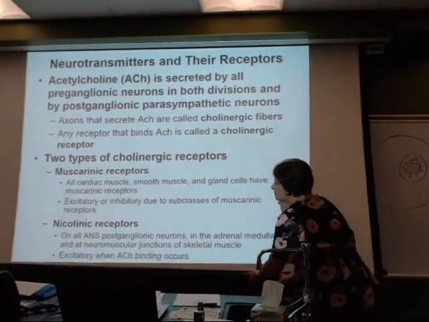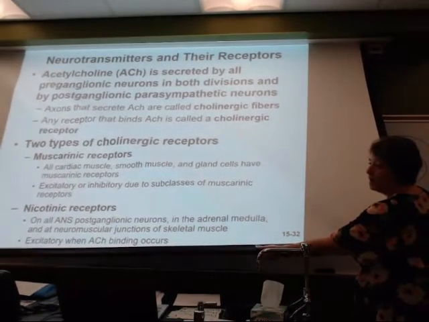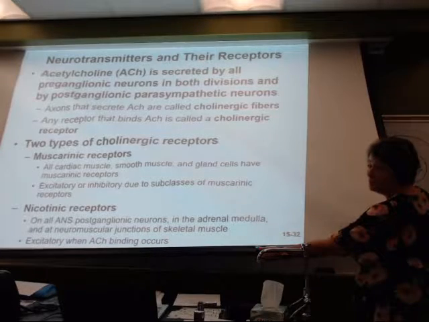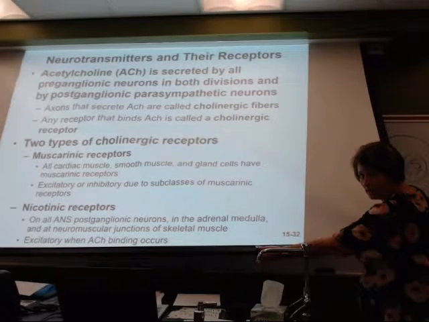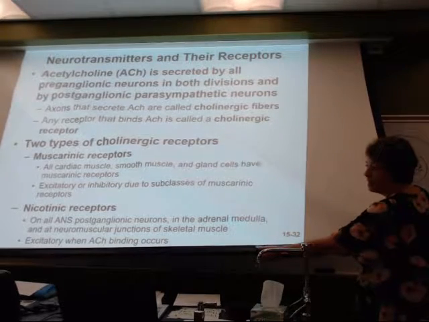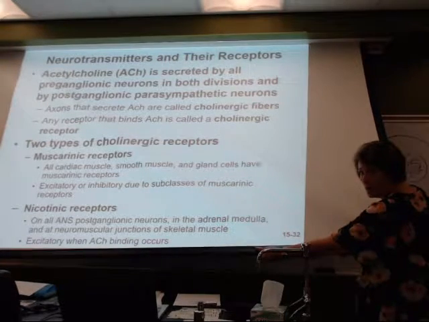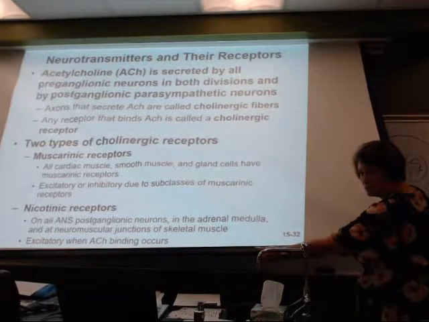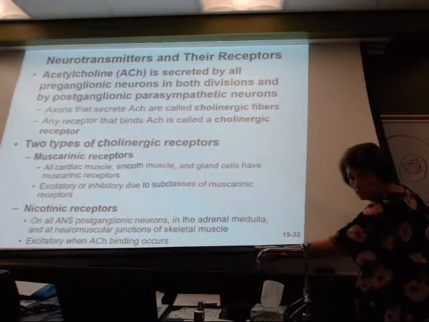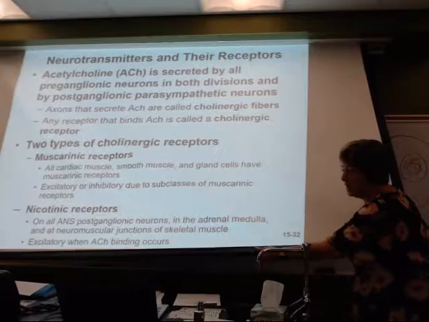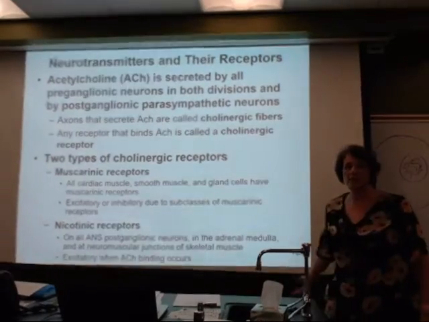The nicotinic. On those autonomic nervous system post-ganglionic, but where? In my adrenal gland and my skeletal muscle. That's it. Always excitatory. Think about this for a second.